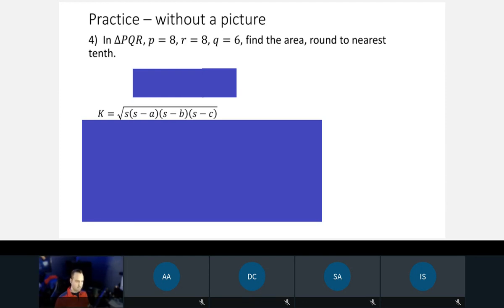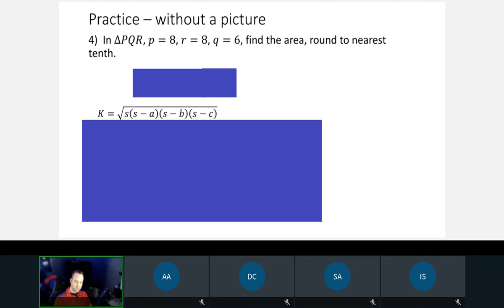Got about another minute left. Another 8 seconds. All right.